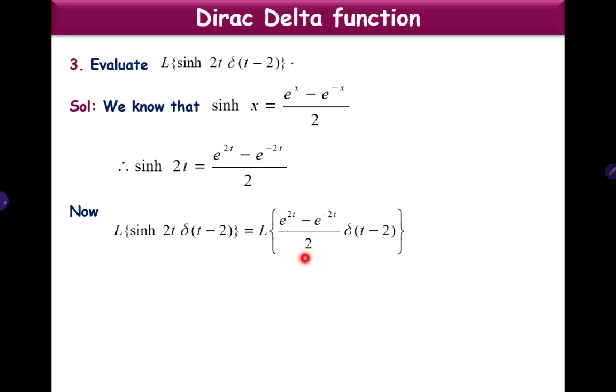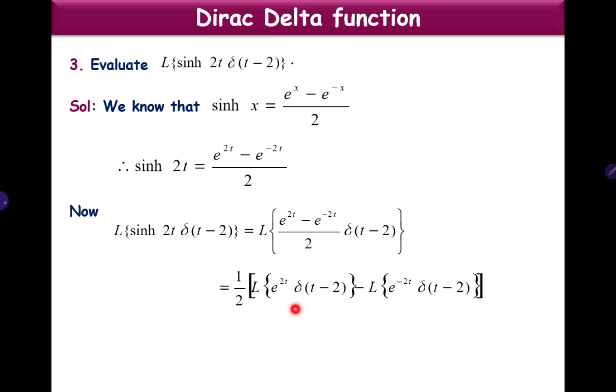We can take this 2 in the denominator outside and we can multiply e power 2t into delta of t minus 2 minus e power minus 2t into delta of t minus 2, and apply linear property to separate the Laplace transform. So we have 1 by 2 times Laplace transform of e power 2t into delta of t minus 2 minus Laplace transform of e power minus 2t into delta of t minus 2.